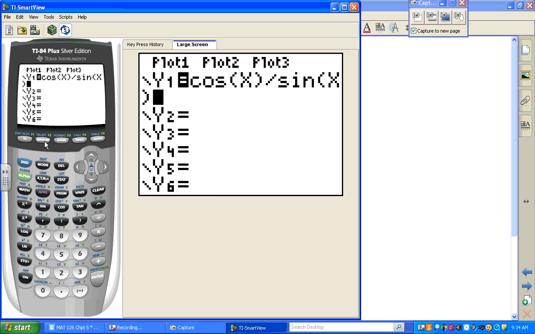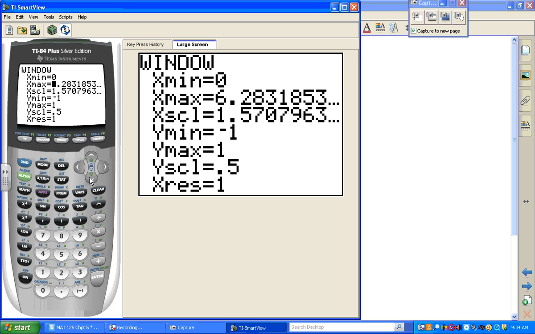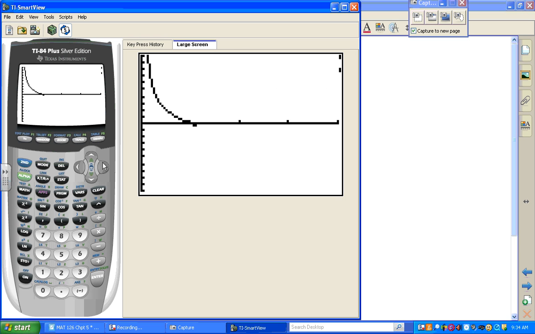And let's see. I'm going to change my window. I always change it to -5 to 5 for tangents and cotangents, and secants and cosecants. Yeah, I still use 0.5. Okay? Graph. There it is. Cotangent. I changed my y minimum and y maximum, -5 and 5.